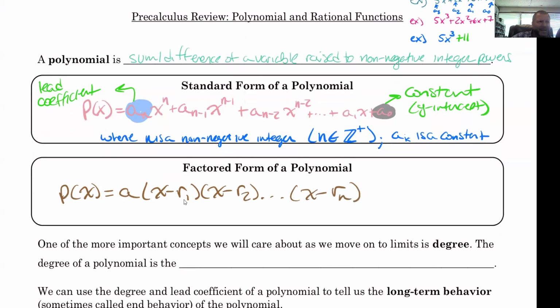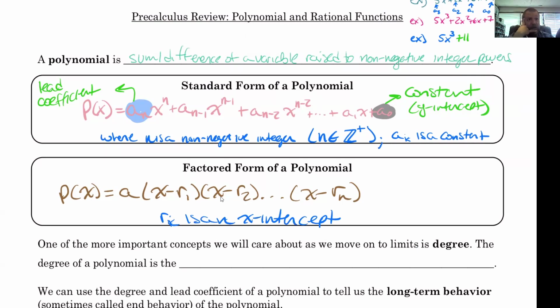Basically these values of r would end up being the x-intercepts. So we'd say that rk, we'll use a k, is an x-intercept, also known as a root, also known as a zero. So this factored form gives us nice information. It lets us really quickly figure out where our function is going to hit the x-axis.